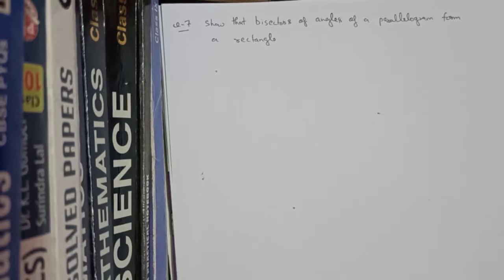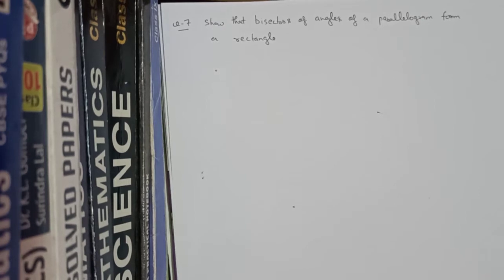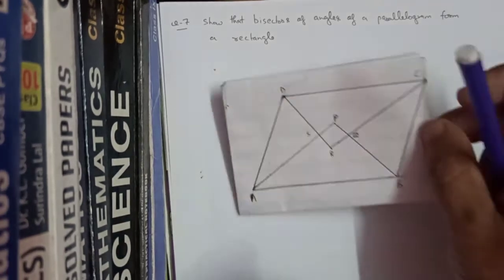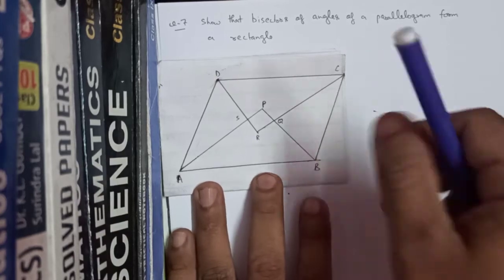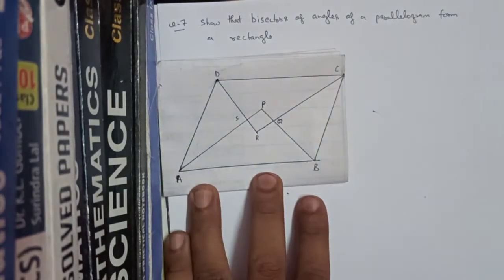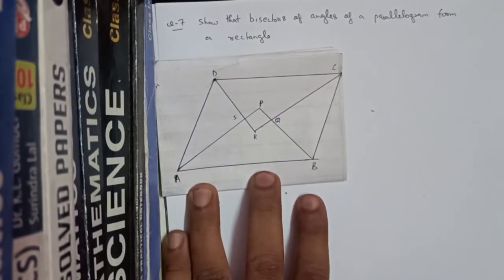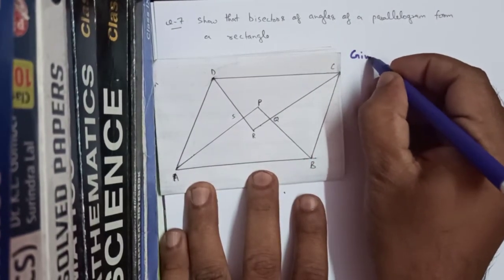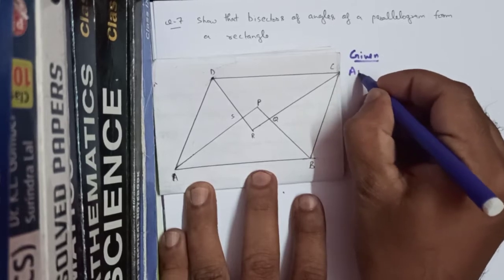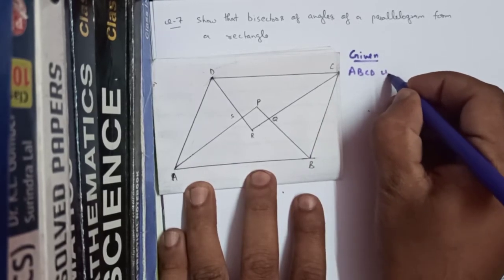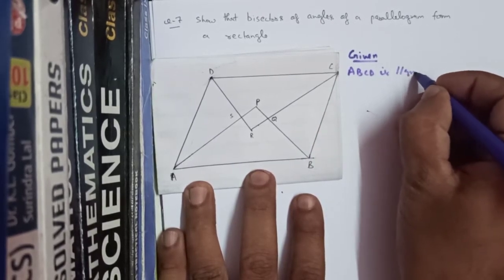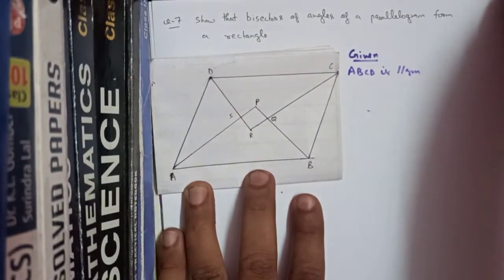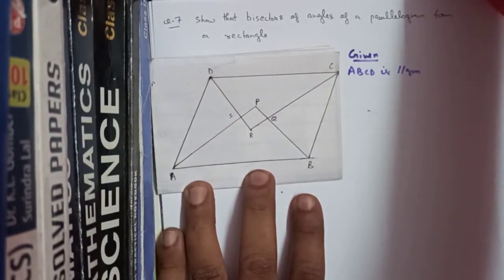Okay, next question is: show that the bisectors of angles of a parallelogram form a rectangle. So this is the figure. ABCD is a parallelogram. It is given in the question. ABCD is a parallelogram, and what else is given?